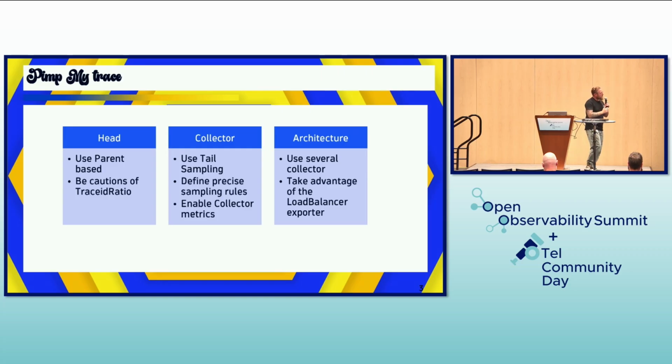And if you use tail sampling, remember to enable the collector metrics, because at the end you want to extract what ratio you have applied in your system. Otherwise, you're a bit blind. And if you use tail sampling, use several instances of the collector. That is a big requirement. Take advantage of the load balancing exporter, because it is a smart way of making sure that all the spans of a given trace are sent to the right replica. And I think that covered most of what I needed to cover.